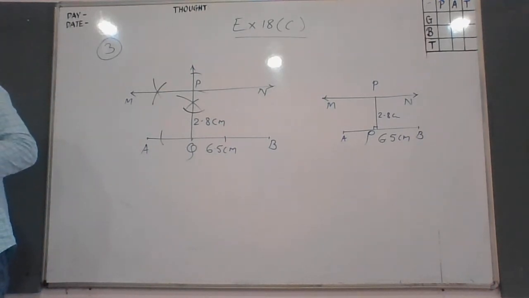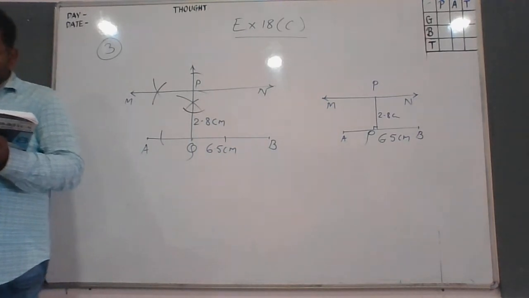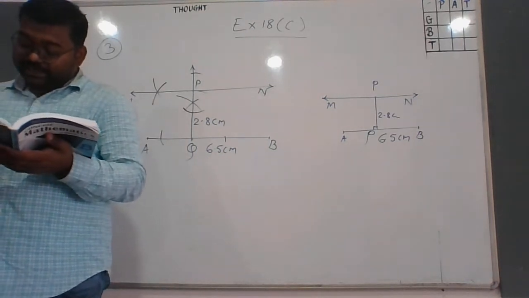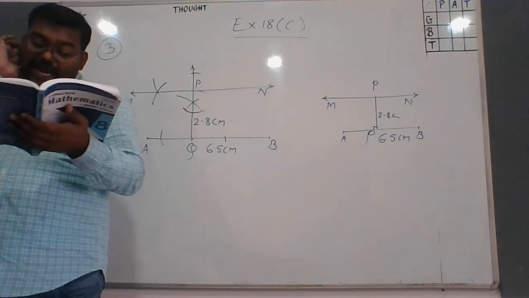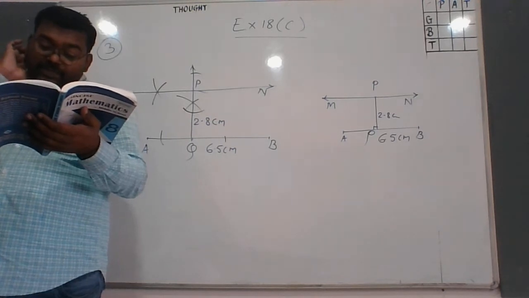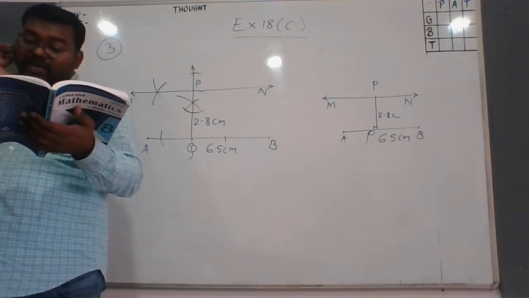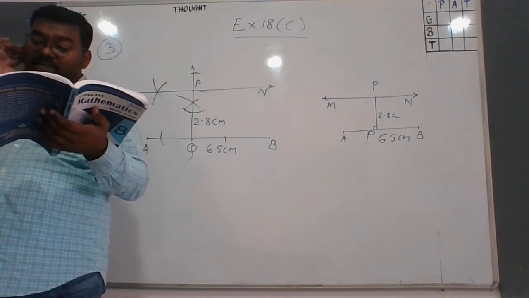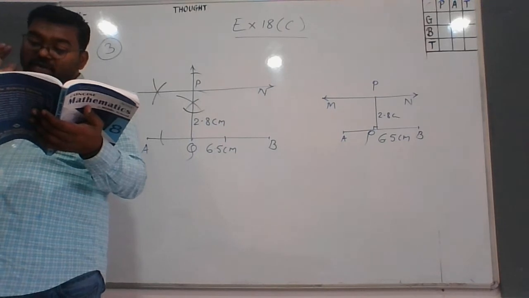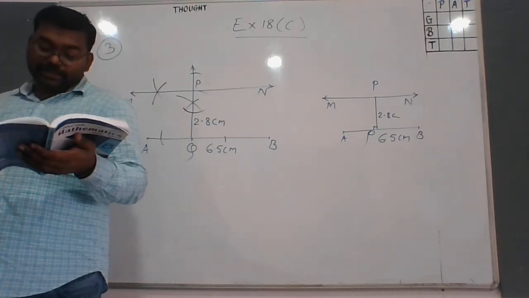Then question number 4 is here. Construct an angle PQR 80 degree. Draw a line parallel to PQ at a distance of 3 centimeter from it and another line parallel to QR at a distance of 3.5 centimeter from it. Mark the point of intersection of these parallel lines as A. Okay.